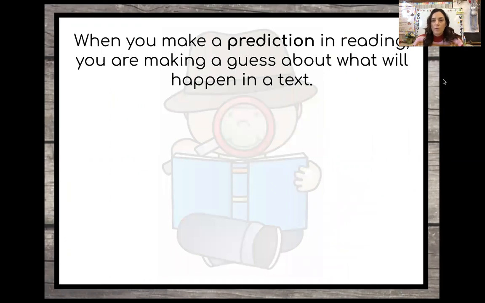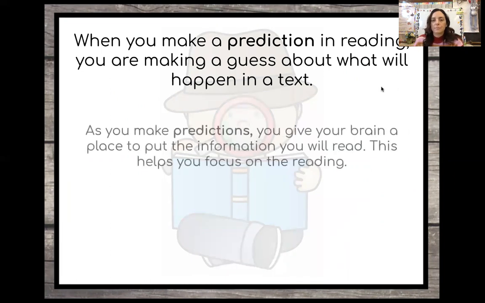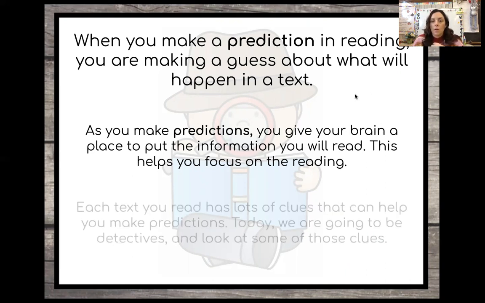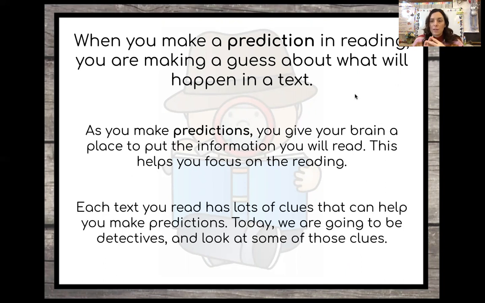Okay, so when you make a prediction in reading, you're making a guess about what's going to happen next in a text. And as you make predictions, you're actually giving your brain a place to put the information that you read. So you're sort of categorizing it, and doing this helps you to focus on what you're reading. Every text that you read has clues that can help you to make predictions. So today we're going to be detectives, and we're going to look for some of those clues.